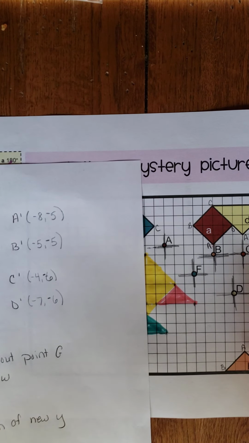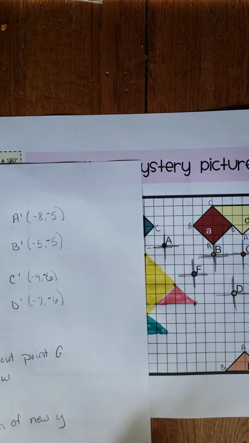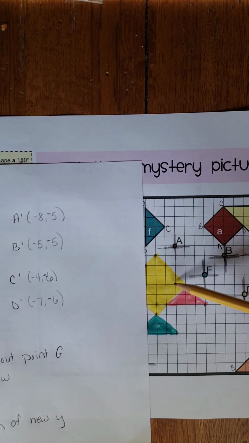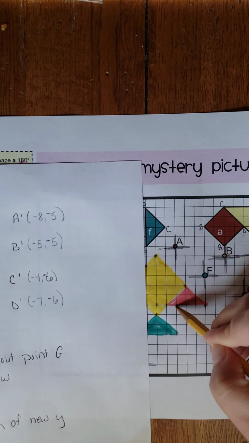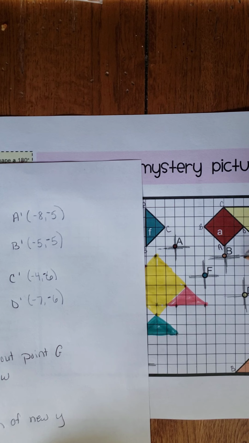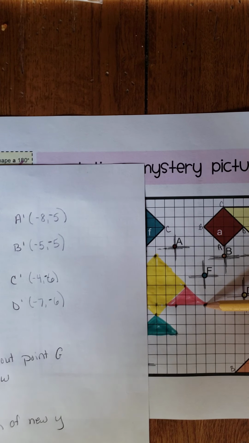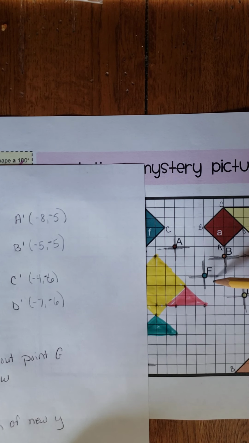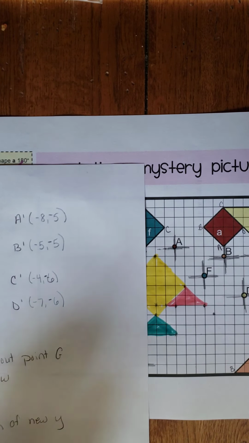So our A, if you can see that, is -8, -5. Our B prime is -5, -5. Already there. C prime is -4, -6. And D prime is -7, -6.